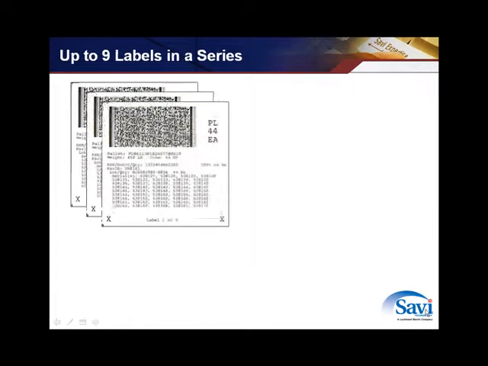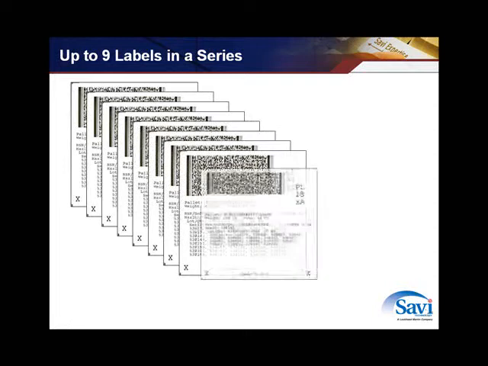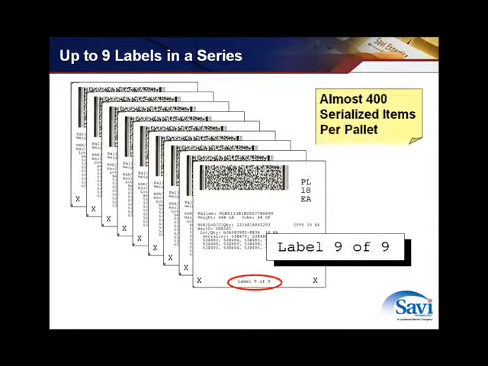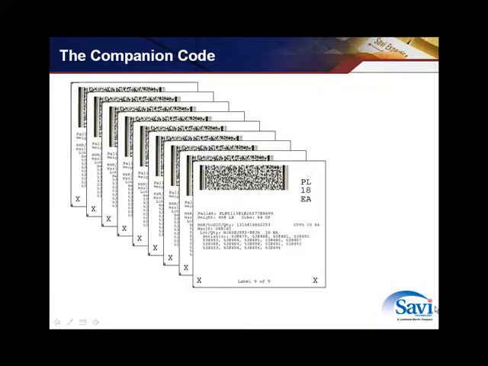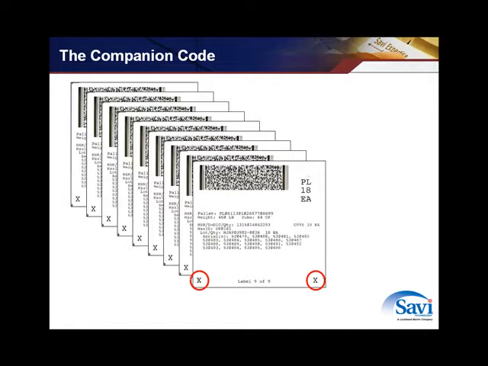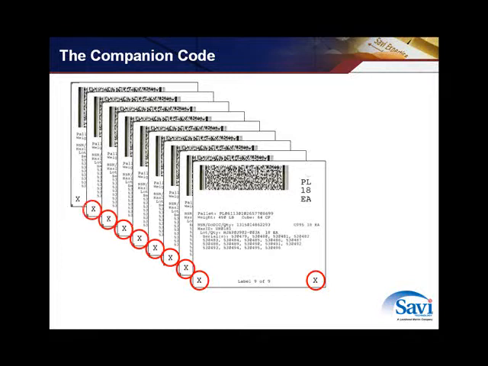The serial numbers can be spread over as many as 9 labels if needed. That amounts to almost 400 serial numbers on a pallet, depending upon the length of each serial number. This provides us with the opportunity to discuss companion codes, which are shown here. The companion codes make it easy to recognize what labels belong together on a pallet. Note that these labels, which all belong together on the same pallet, all have the same companion code.